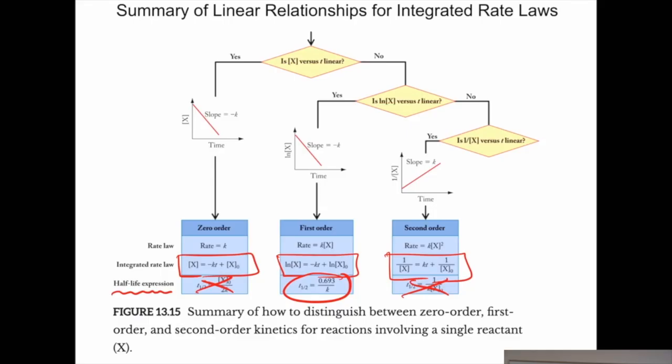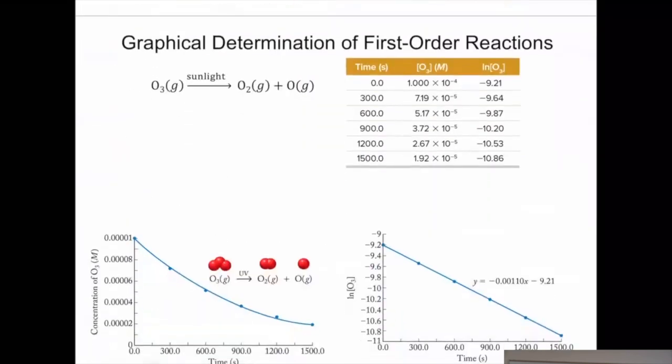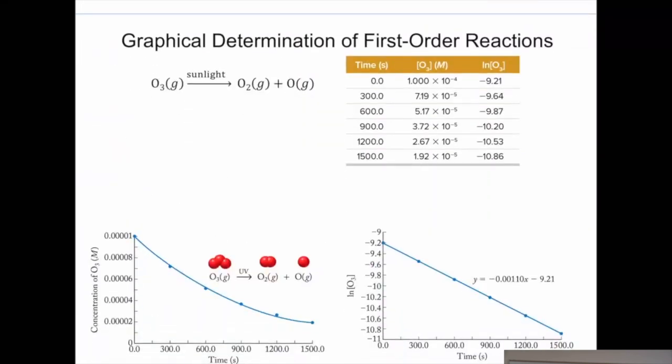Okay, so here's an example with some data. We're going to follow the conversion of ozone to molecular oxygen and a free radical of oxygen. And here's the data on the right. We're not going to spend a lot of time on this, we're not going to crunch through it, but you would generate this data and then you would plot it.